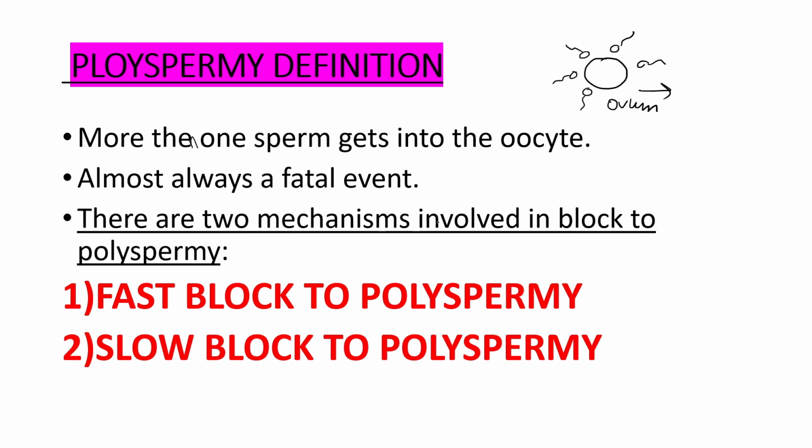There are two mechanisms involved in block 2 polyspermy. So in order to inhibit this situation from happening, we have two mechanisms involved, that is fast block 2 polyspermy and slow block 2 polyspermy. First of all, the fast block 2 polyspermy is established in almost under 10 seconds, and slow block 2 polyspermy takes a little while.